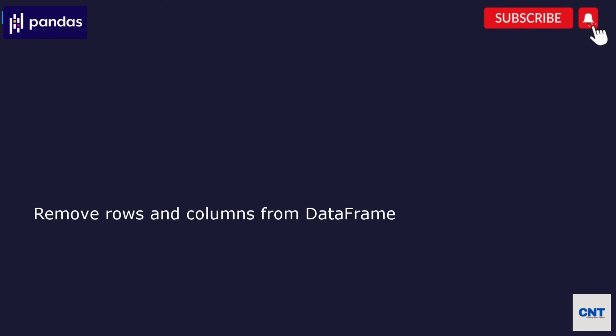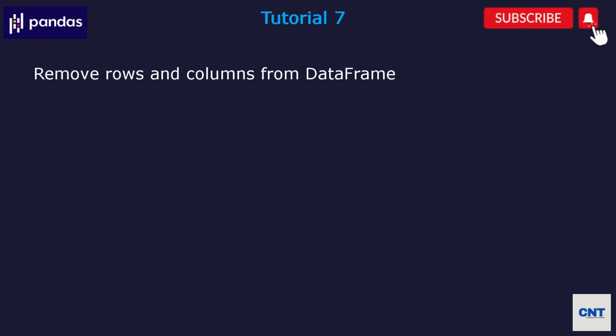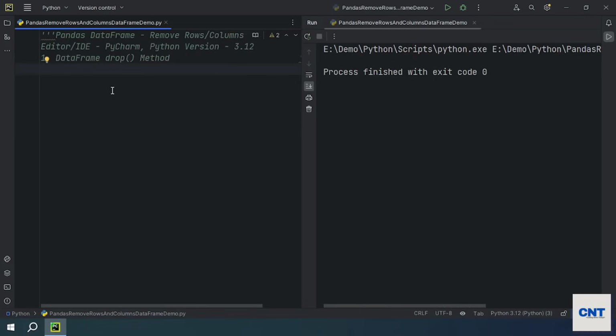Okay. Guys, in this video, we will be learning how we can remove rows or columns from a Pandas data frame. We will be using the data frame drop method, right? I'm using the editor PyCharm, and Python version 3.12 is installed on my computer. With this tutorial, we will be using NumPy also. Now let's get started with our tutorial.